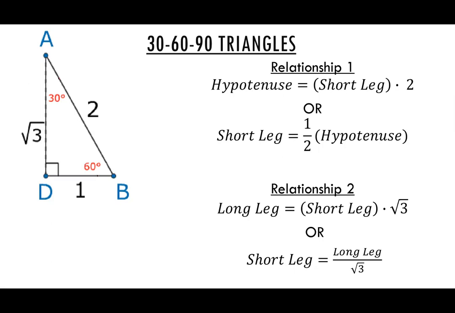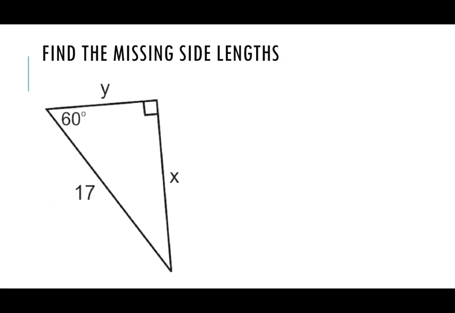Let's take a look at a couple examples to see if this idea makes sense. Let's find the missing side lengths in this triangle. So let's fill in the 30-degree angle here, and let's identify our sides. Across from the 90-degree angle would be the 17, so that's the hypotenuse.